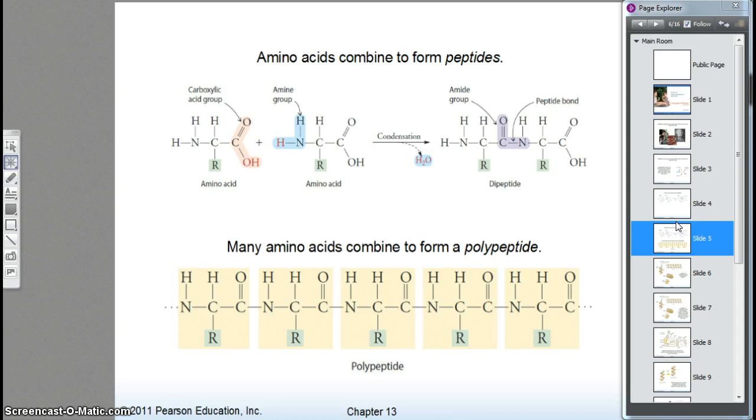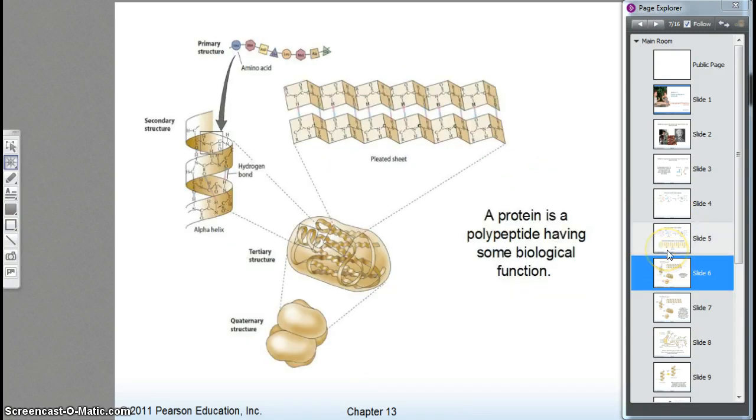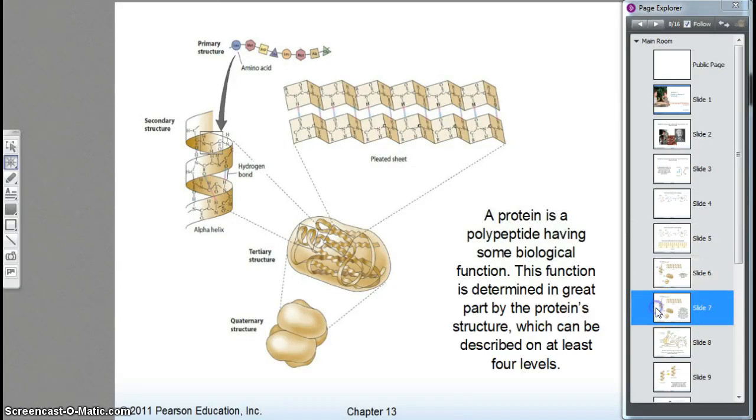A collection of amino acids linked in this way is called a peptide. The number of aminos in a peptide is indicated by the prefix. Polypeptide means there are 10 or more amino acids. Proteins are naturally occurring polypeptides that have biological functions and have large numbers of amino acids. The structure of the proteins determines their function. There are 4 levels of structure.